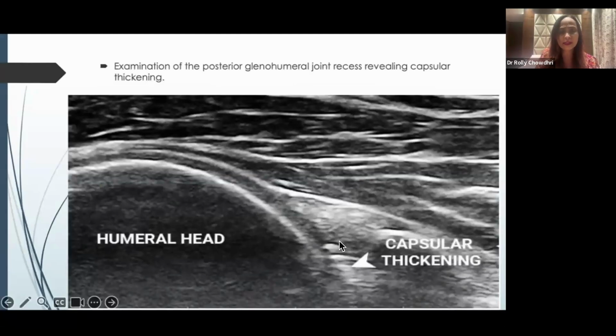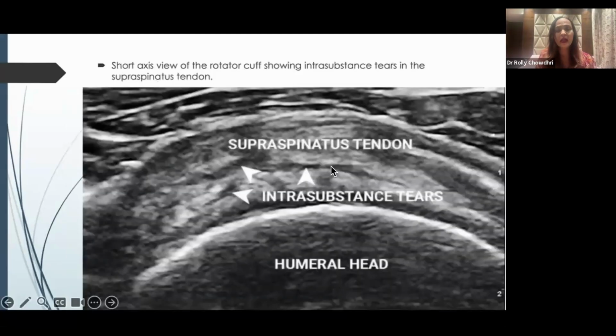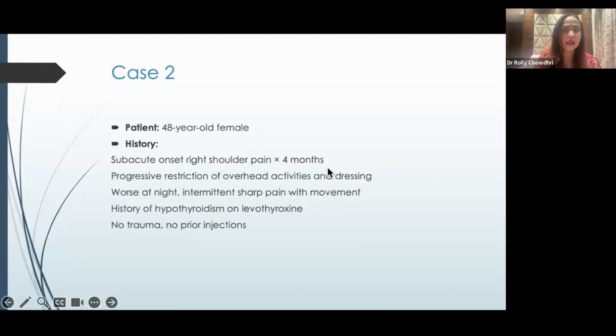You can also see capsular thickening here. Incidentally, we also see in this patient a few interstitial tears in the supraspinatus tendon. So this was my first case. The second case was a 48-year-old female.